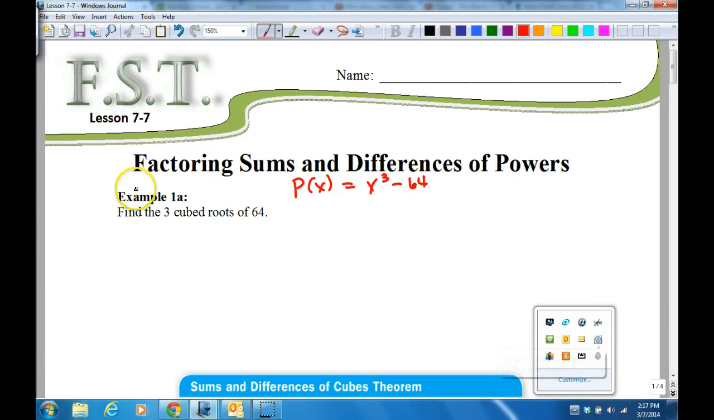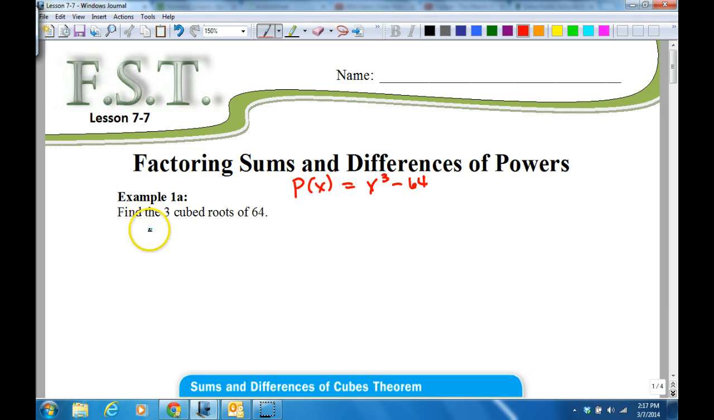Okay, so we can assume when we're finding, well, first of all, I should tell you the objective of the lesson is to factor sums and differences of powers. And we're going to be looking at third roots, sixth roots, stuff like that, okay? These are more complex. So to find the cube root of 64, we need to assume that this is our polynomial, x to the third minus 64, okay?